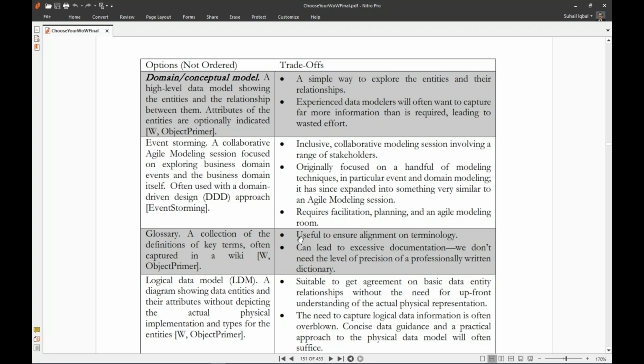Next is event storming, a collaborative agile modeling session focused on exploring business domain events and the business domain itself, often used with a domain-driven design, DDD, approach. Trade-offs: it is an inclusive, collaborative modeling session involving a range of stakeholders. Originally focused on a handful of modeling techniques, in particular event and domain modeling, it has since expanded into something very similar to an agile modeling session. It requires facilitation, planning, and an agile modeling room.